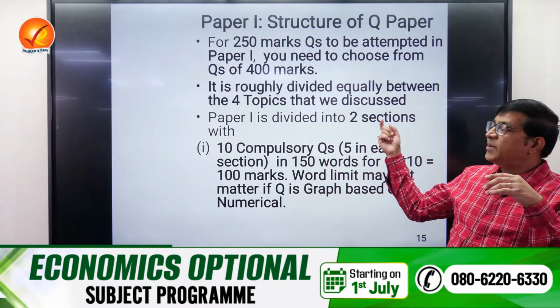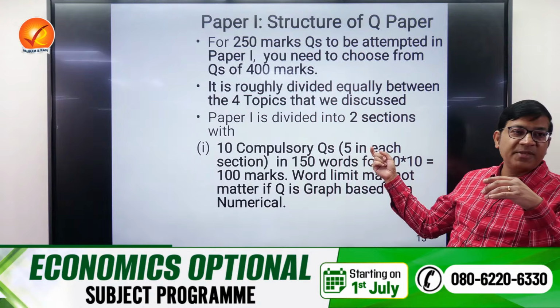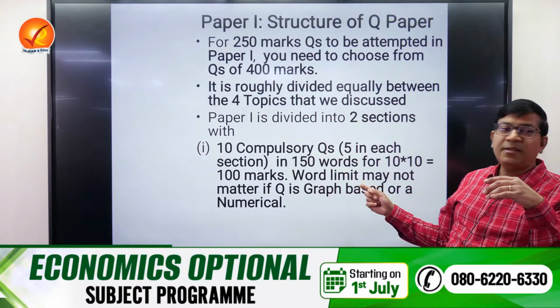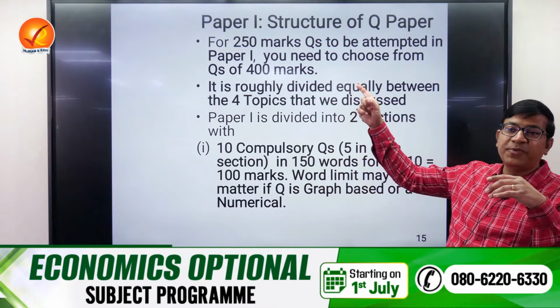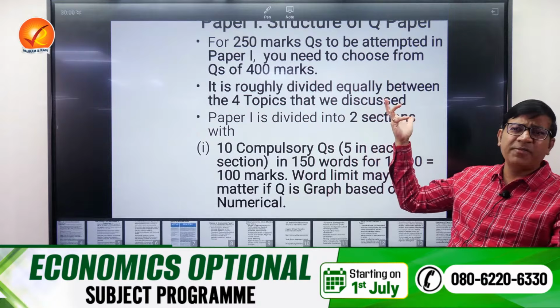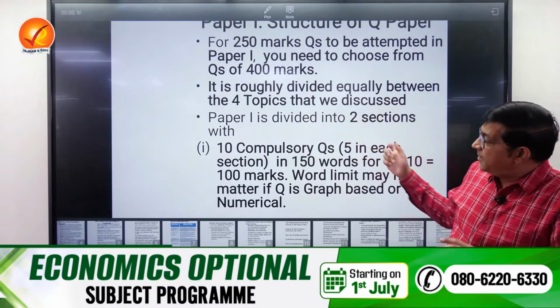So in both the sections, there are 5 compulsory questions. In total, 10 compulsory questions. So 10 into 10, 100 marks of questions out of 250 is compulsory, which is true for every subject.